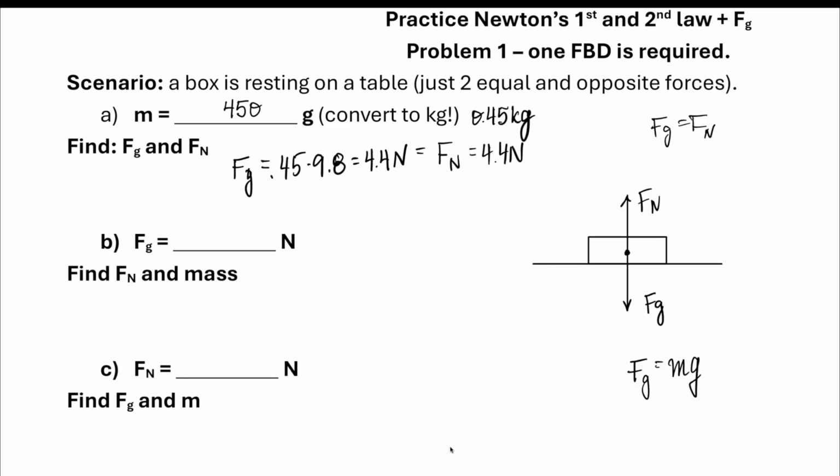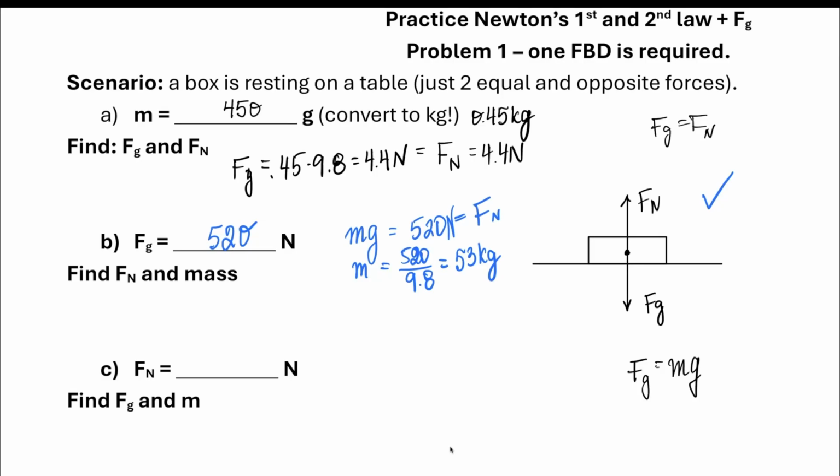B will refer to the same free body diagram. Normal force still equals gravity, and I'm suggesting you give yourself a different number for gravity, not the same as you did before. So let's say force of gravity, I'm just going to choose 520 newtons. Then mass from there, if mg equals 520, then m is going to be 520 divided by 9.8, 53 kilograms. Then normal force, again, equals force of gravity, so it's also 520.